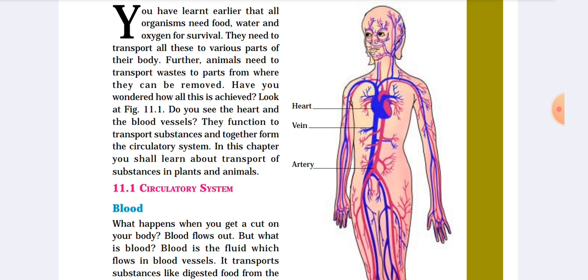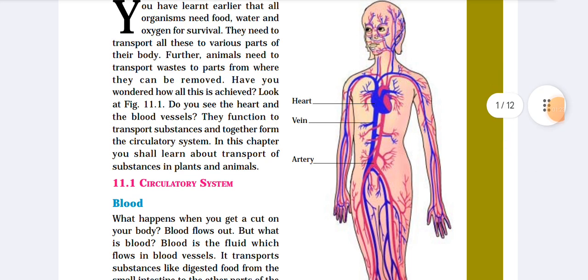Where does that oxygen go and how does it go? And the waste that is in the blood, where does that get filtered out? All your questions will be answered in this chapter.